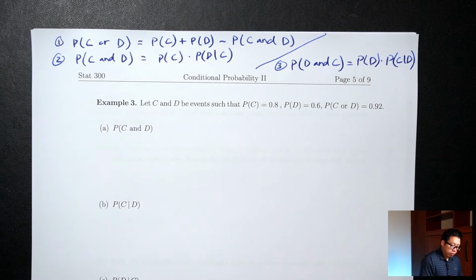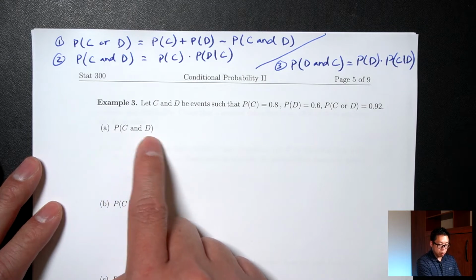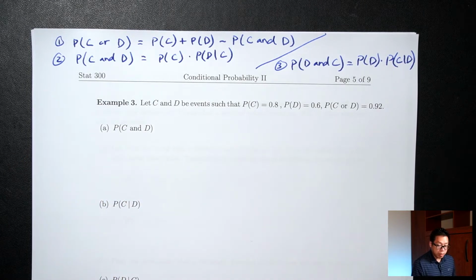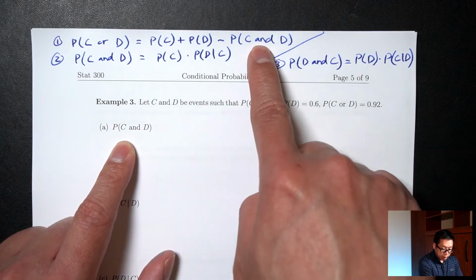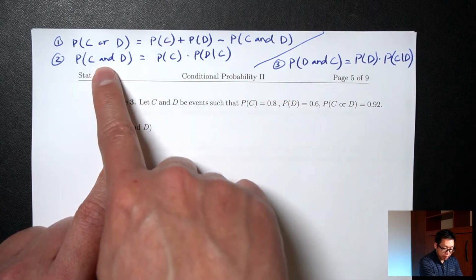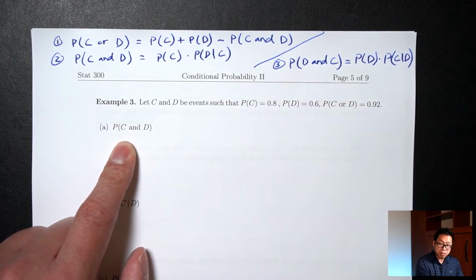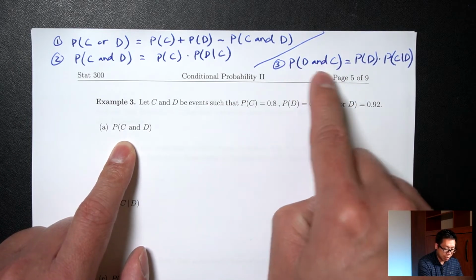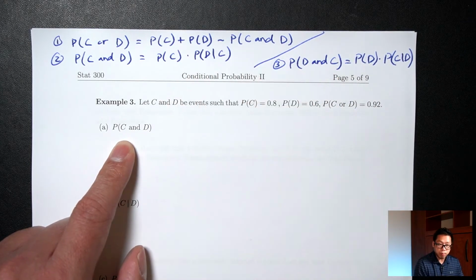Part A. Find probability of C and D. Okay, so look for the equation that has C and D's in them. I see it right there in the first one. I see it in the second one. And I also see it in the third one because for ands, the order doesn't matter. So D and C is the same thing as C and D. So I see them in all three equations.